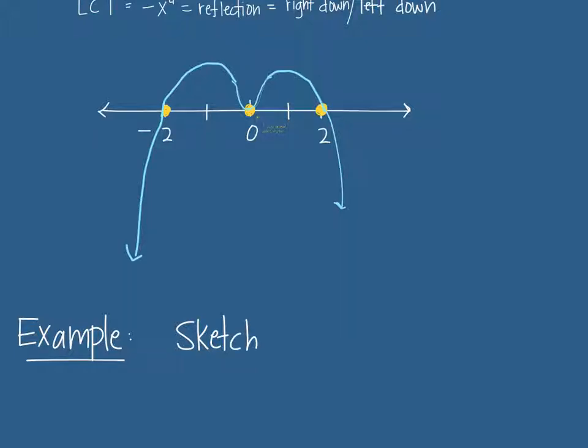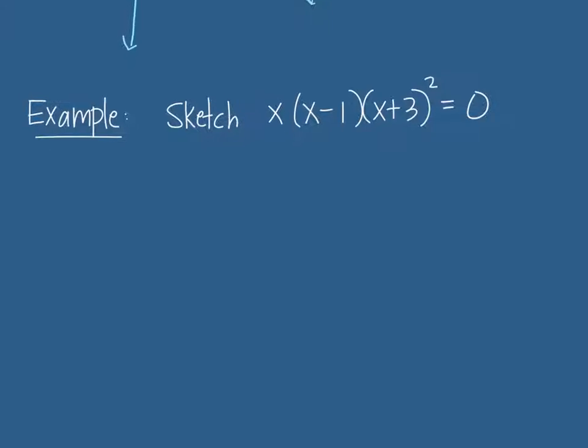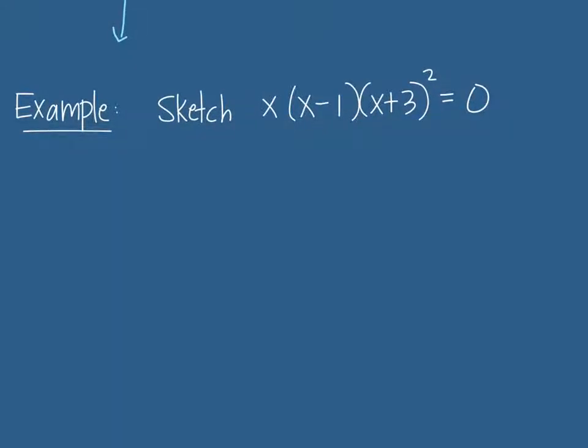How about sketch x minus 1, x plus 3 squared equals 0. As soon as you see that square, you should be thinking, ooh, something's important about that.